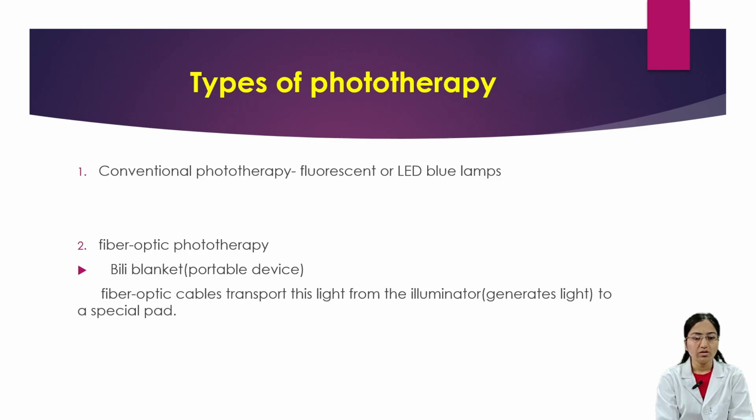Next we'll see the types of phototherapy. The first one is conventional phototherapy, where fluorescent or LED blue lamps are used. The second type is fiber optic phototherapy. Here the Billy blanket is a portable device. Fiber optic cables transport this light from the illuminator to a special pad.